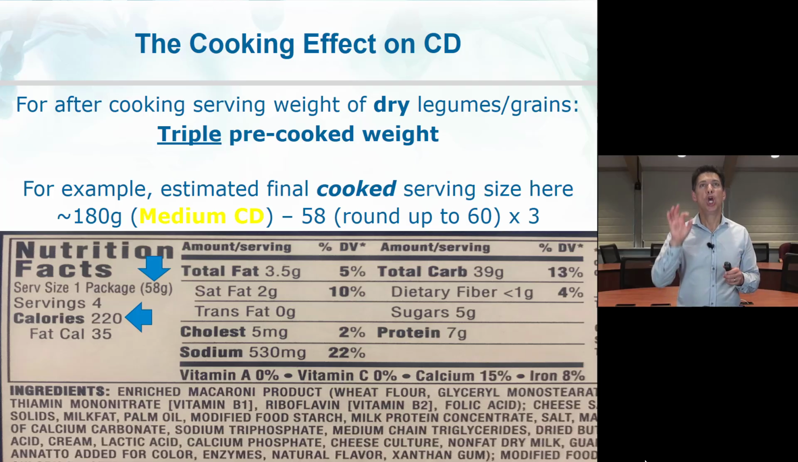But the point here, 220 won't be compared to 58 grams. Let's round up to 60 and triple it. 220 will be compared to 180 grams. All right? Now you're going to see in a moment that that is going to fall in the medium calorie density category. Now that you know where the numbers are that you need to know on a nutrition facts label to determine calorie density, let's start defining it.